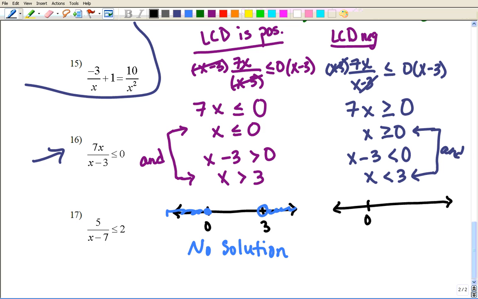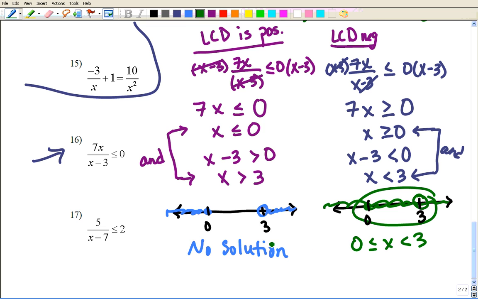And of course we're going to have the same numbers, 0 and 3. But this time, we have x is greater than or equal to 0, so things in that direction, and x is less than 3, so open circle on the 3 and less than that. We're going to look for where it overlaps, which will be here in the middle. So that would be 0 is less than or equal to x is less than 3.